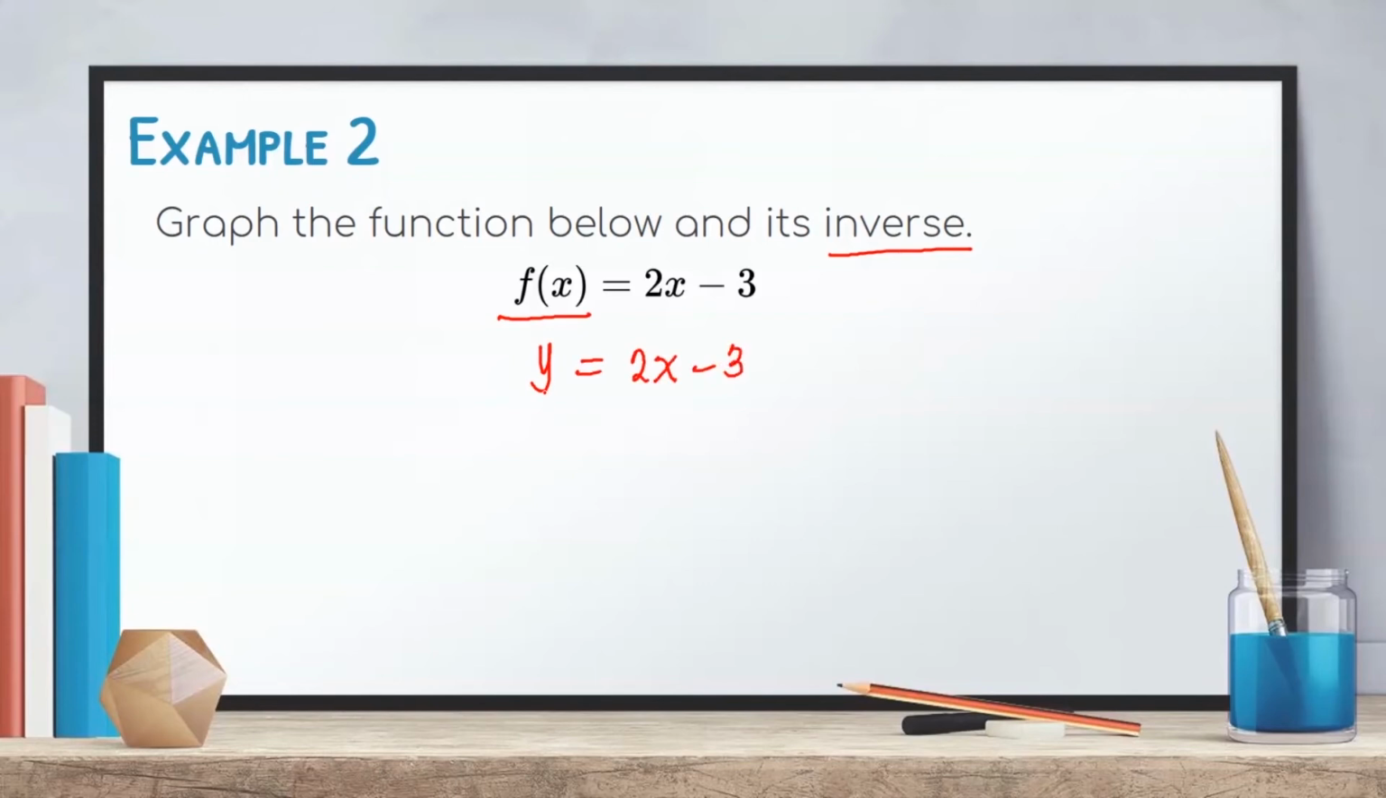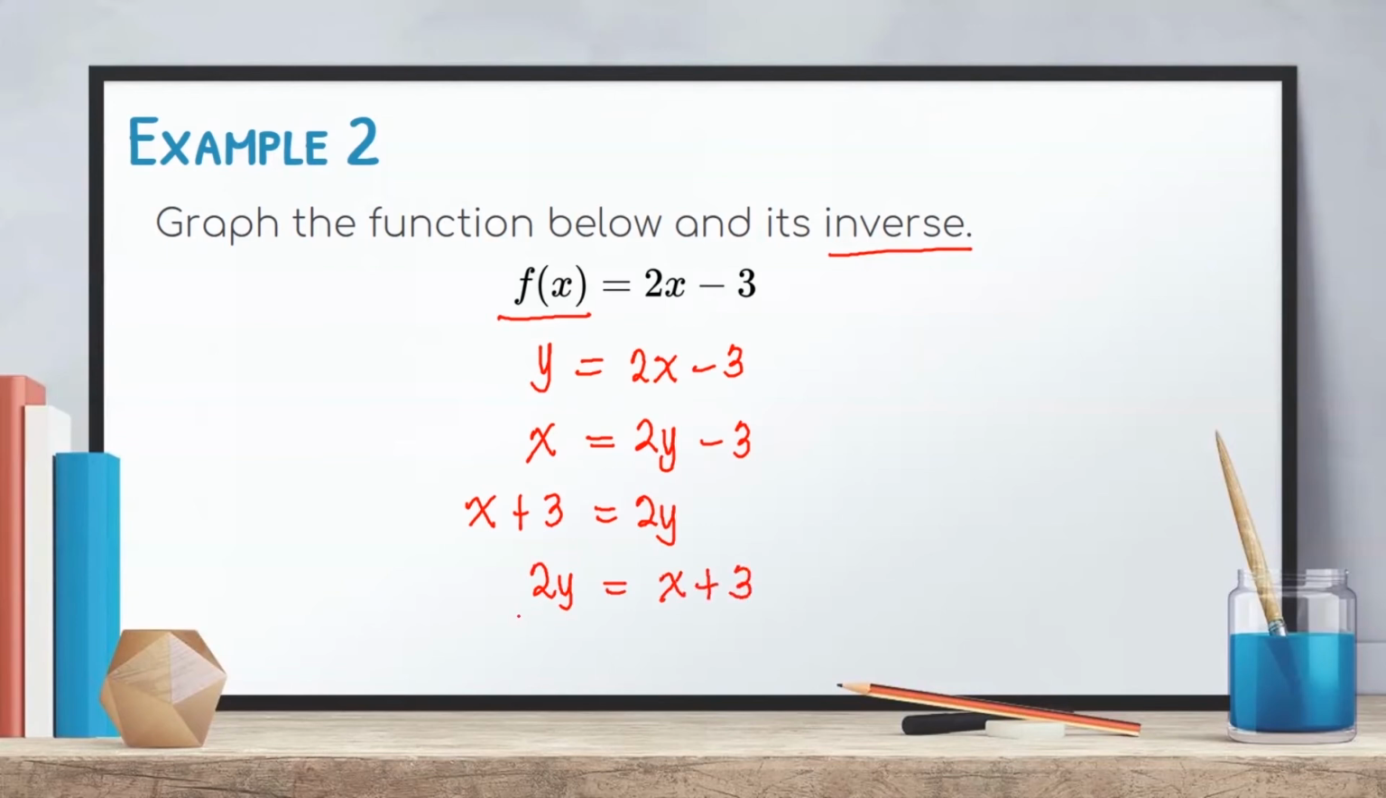Next step, interchange y and x. So we will have x equals 2y minus 3. Next, isolate the term with y on one side of the equation. With that, we need to write negative 3 on the other side of the equation, making it x plus 3 equals to y. By reflective property, we can write the equation as 2y equals x plus 3.